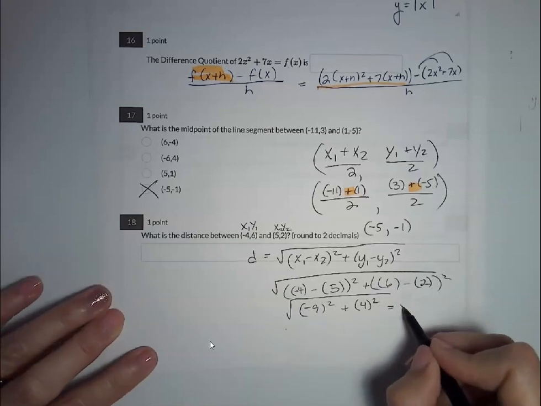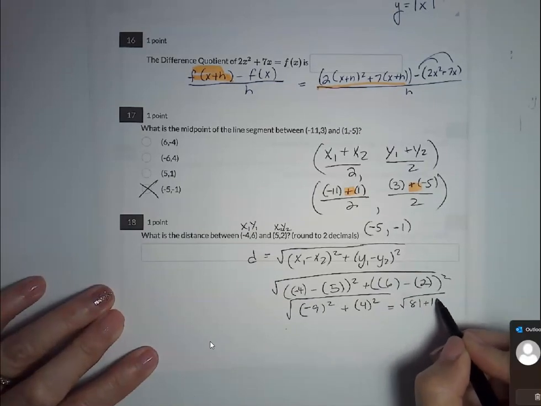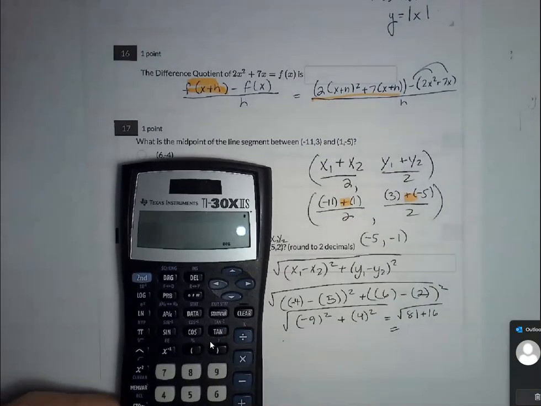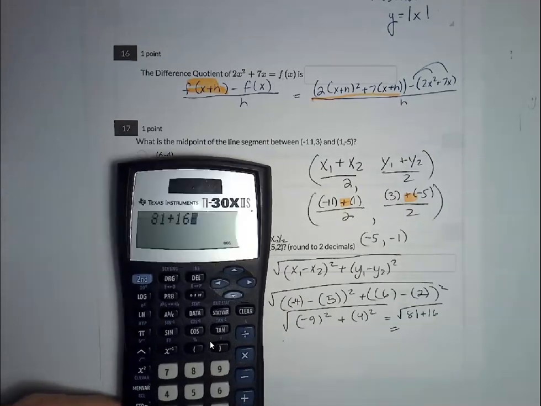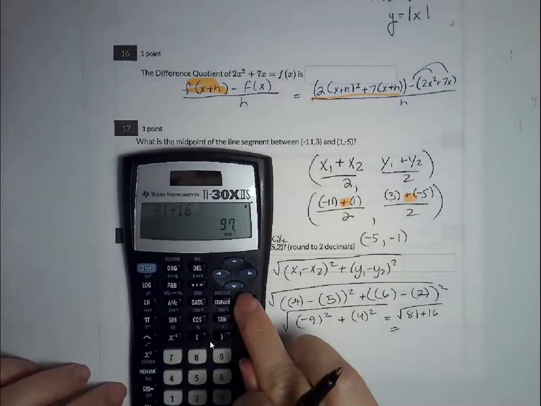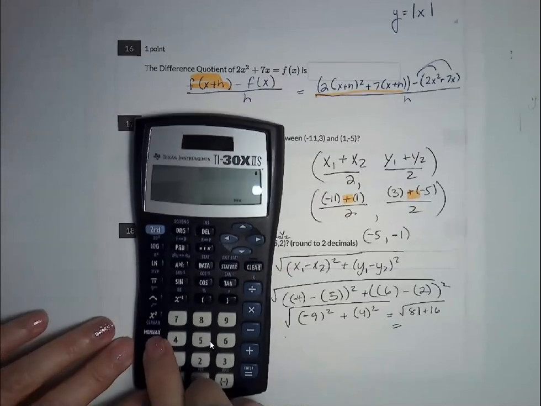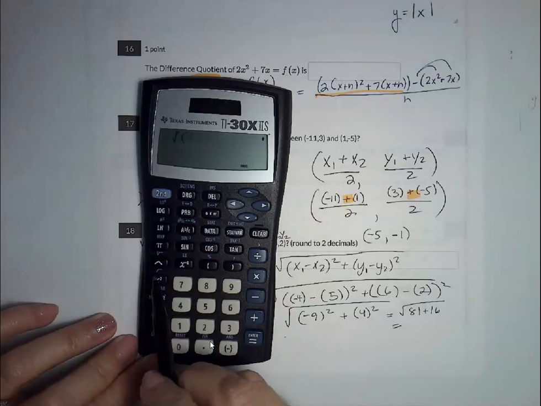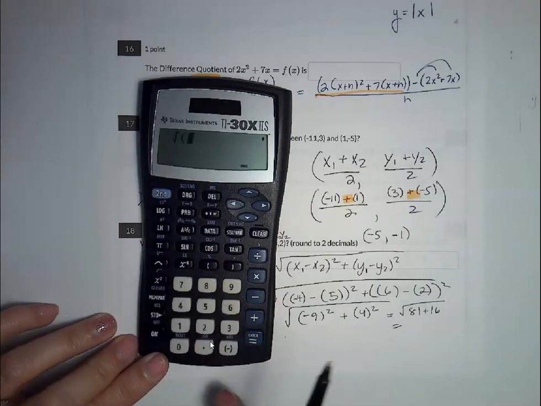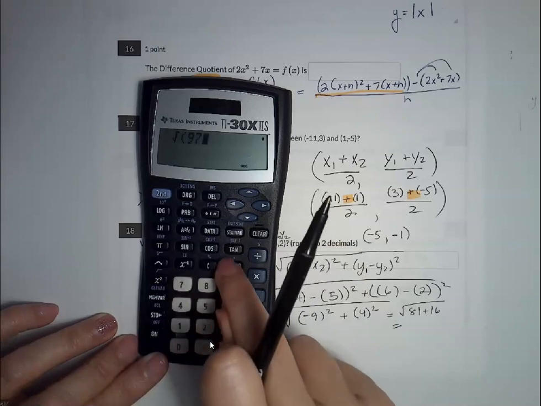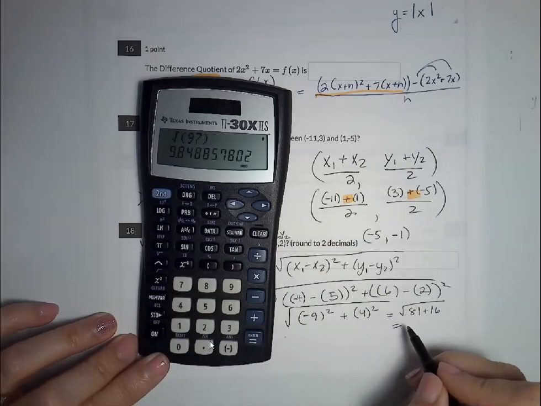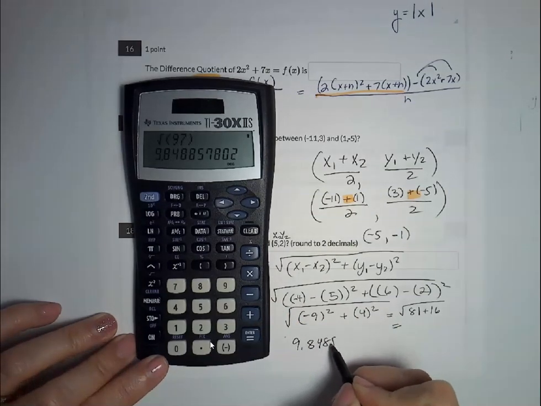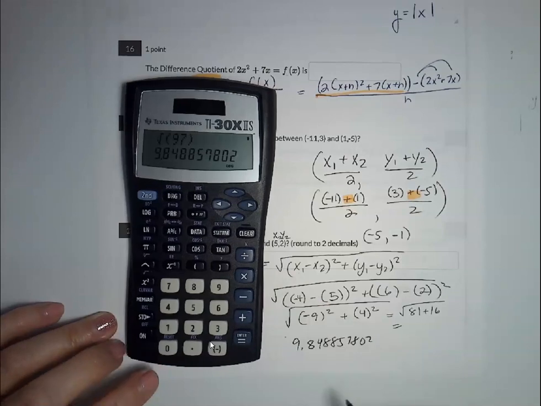So that will give me the square root of 81 plus 16, which if I use my calculator, 81 plus 16, and then I take the square root of 97. My square root button is above the x squared, so I'm going to say second shift. That's going to shift the x squared button to the square root, and I'm going to say 97. And I get 9.848857802.